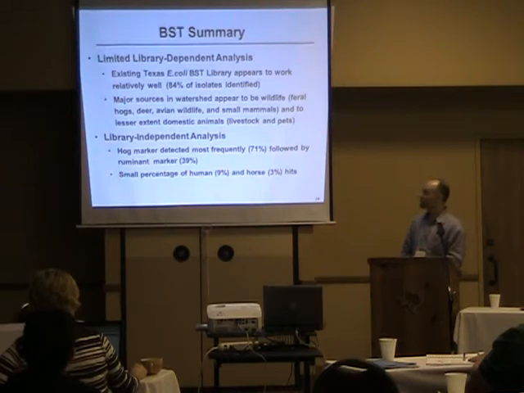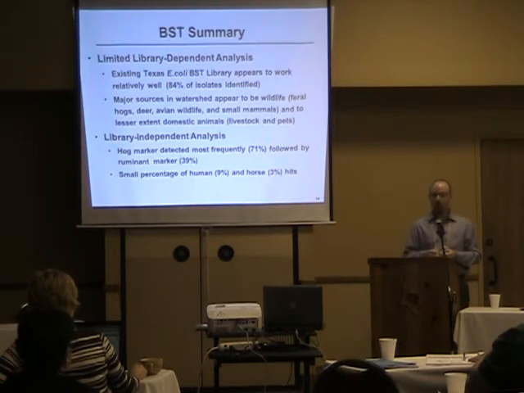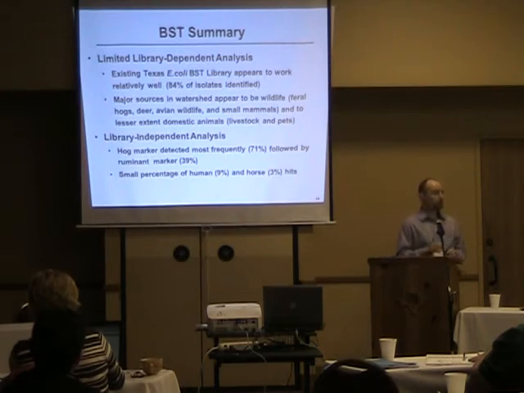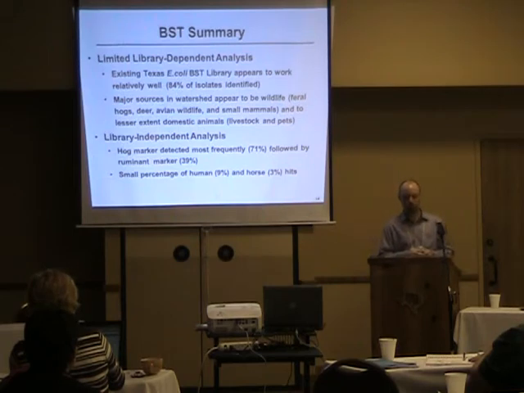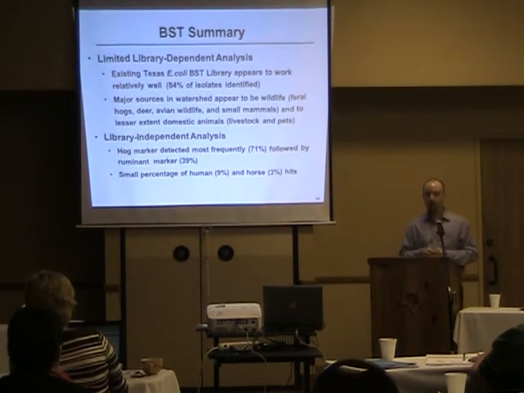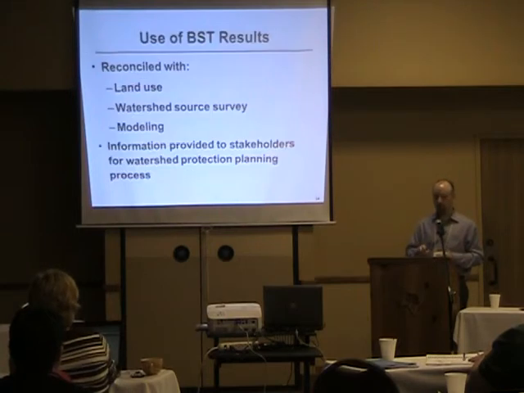But with the current analysis, it appears that the major water isolates in the watershed appear to be wildlife, and this can include feral hogs, deer, avian wildlife, and other small mammals, with smaller proportions of domestic animals, including livestock and pets. And similarly with the library-independent analysis, the hog marker was detected most frequently, in 71% of the samples, followed by the ruminant marker. And I should make the point that, again, based on that source survey, there wasn't much hog production in the watershed, so we assume that this hog marker is hitting primarily feral hogs, is kind of the hypothesis going forward. And there's a small proportion of hits for human and horse markers.